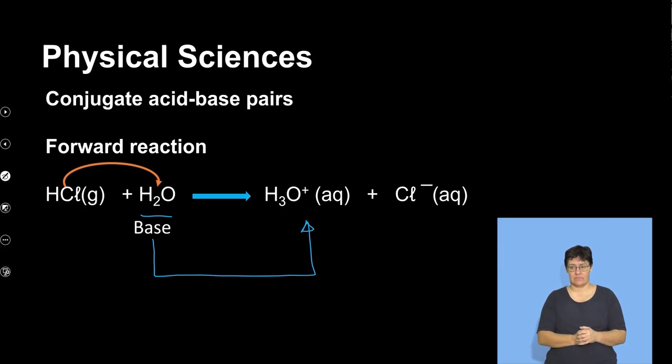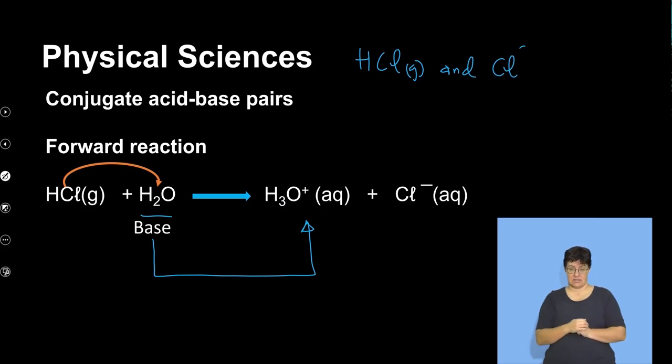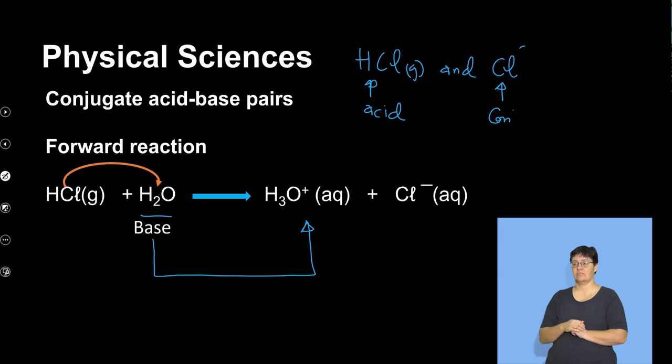Okay, so if we talk of a conjugate acid-base pair, the acid is HCl, and the conjugate base is Cl minus. So the pair is HCl gas and Cl minus. This is the acid, and that is our conjugate base. So this is our acid-conjugate base pair, right?